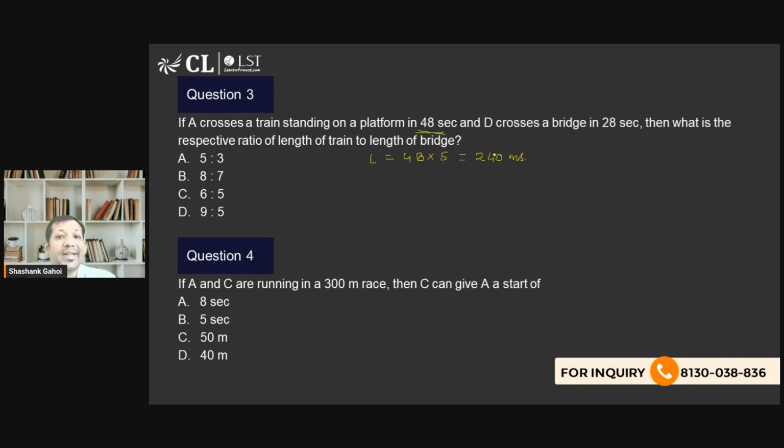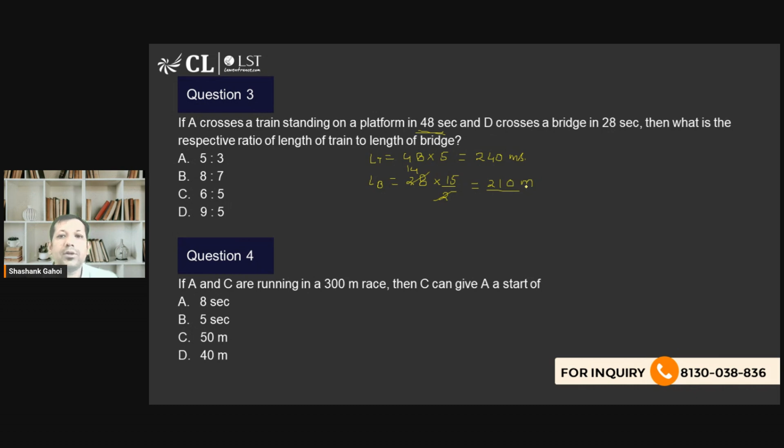Now, similarly, D crosses a bridge in 28 seconds. So, what is the length of the bridge? Length of the train, length of the bridge. So, basically, what is the speed of D? That is 7.5. So, can I write 7.5 as 15 upon 2? So, this is going to be 14. So, length of the bridge is going to be 210 meters.